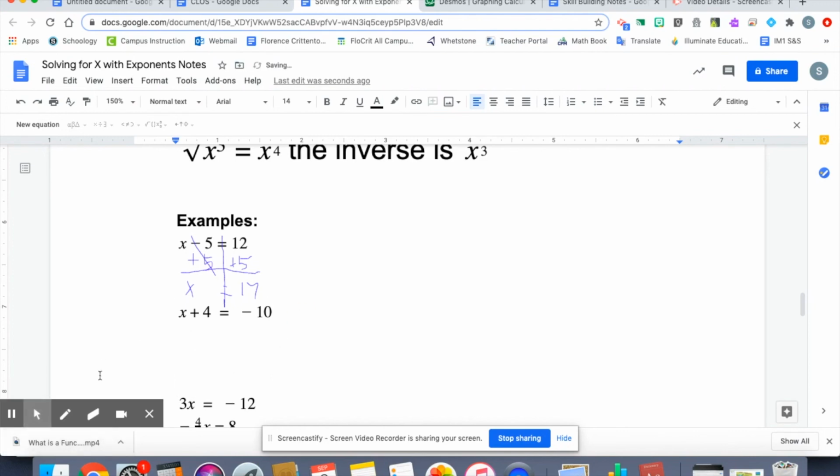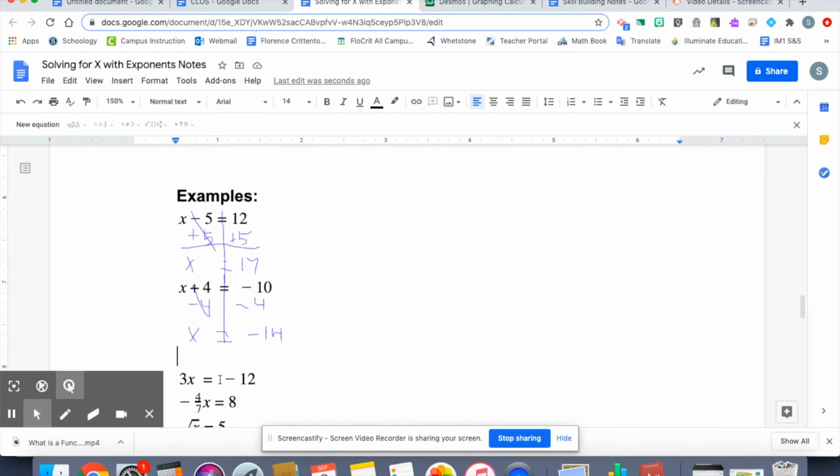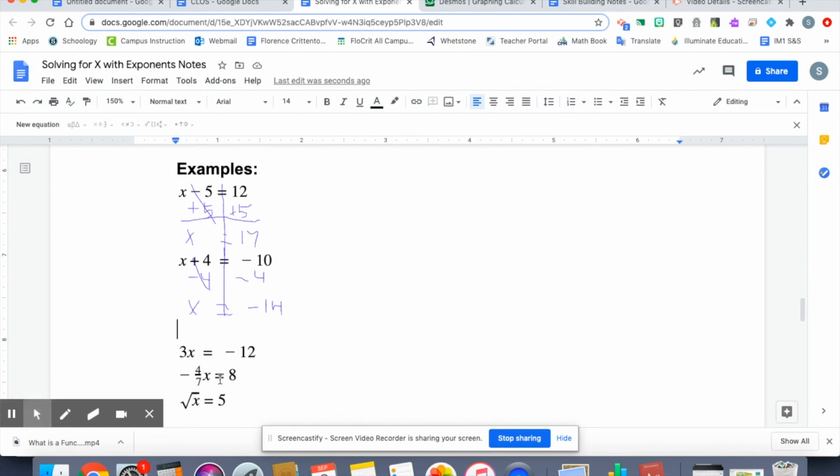If I were to do it with adding, this is x plus 4. To undo adding, we subtract. We have to do it to both sides. The x comes down. The plus 4 minus 4 cancels. Negative 10 minus 4 is negative 14. All right. So that was adding and subtracting.